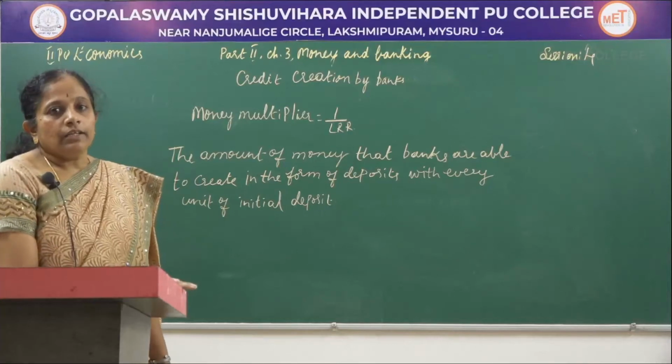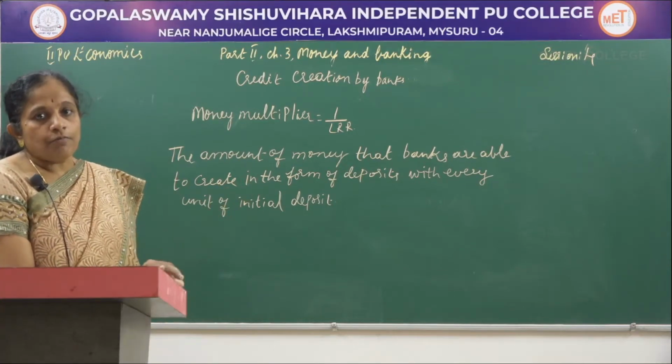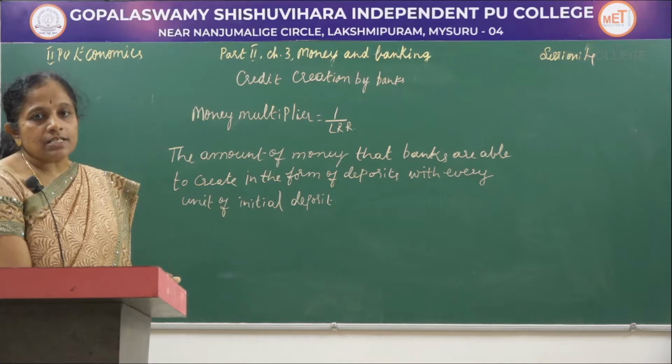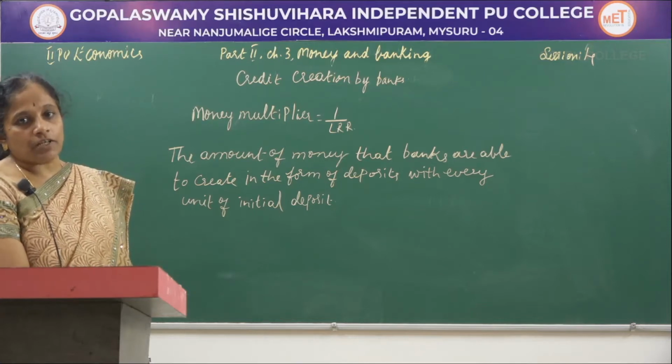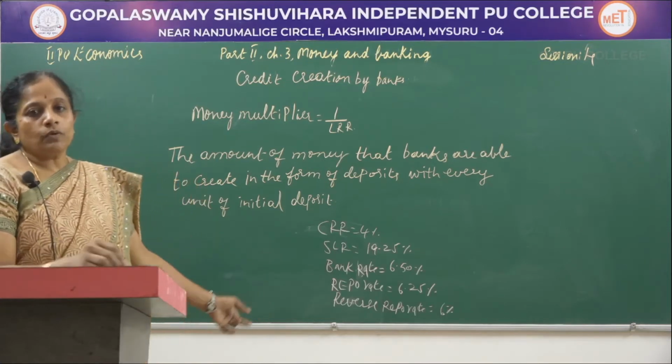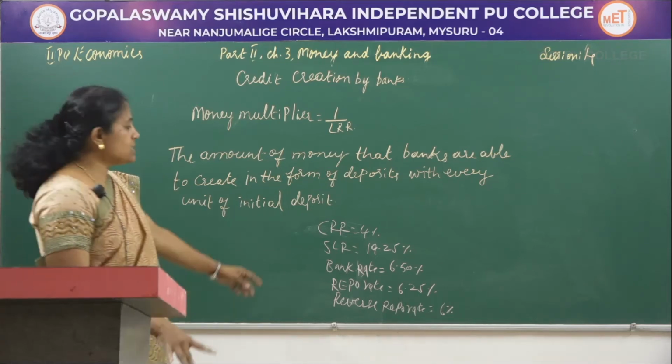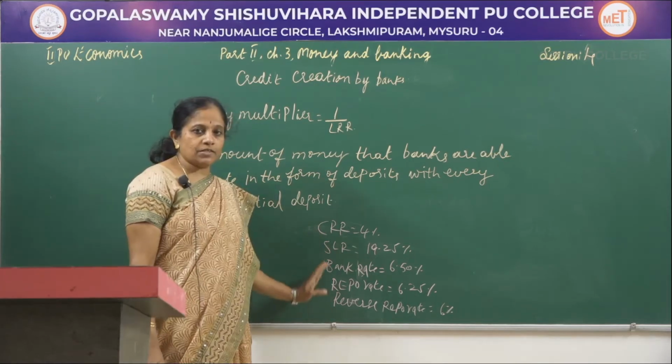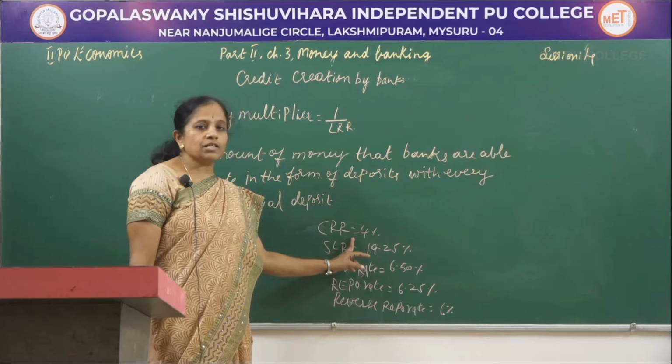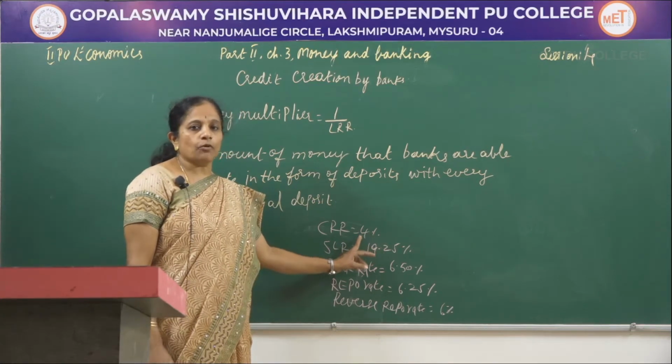Hello everyone. In this fourth session of Money and Banking, let us discuss the credit creation by banks. Before we move towards the credit creation, let us see the present rates. The first one is the cash reserve ratio, that is 4%.